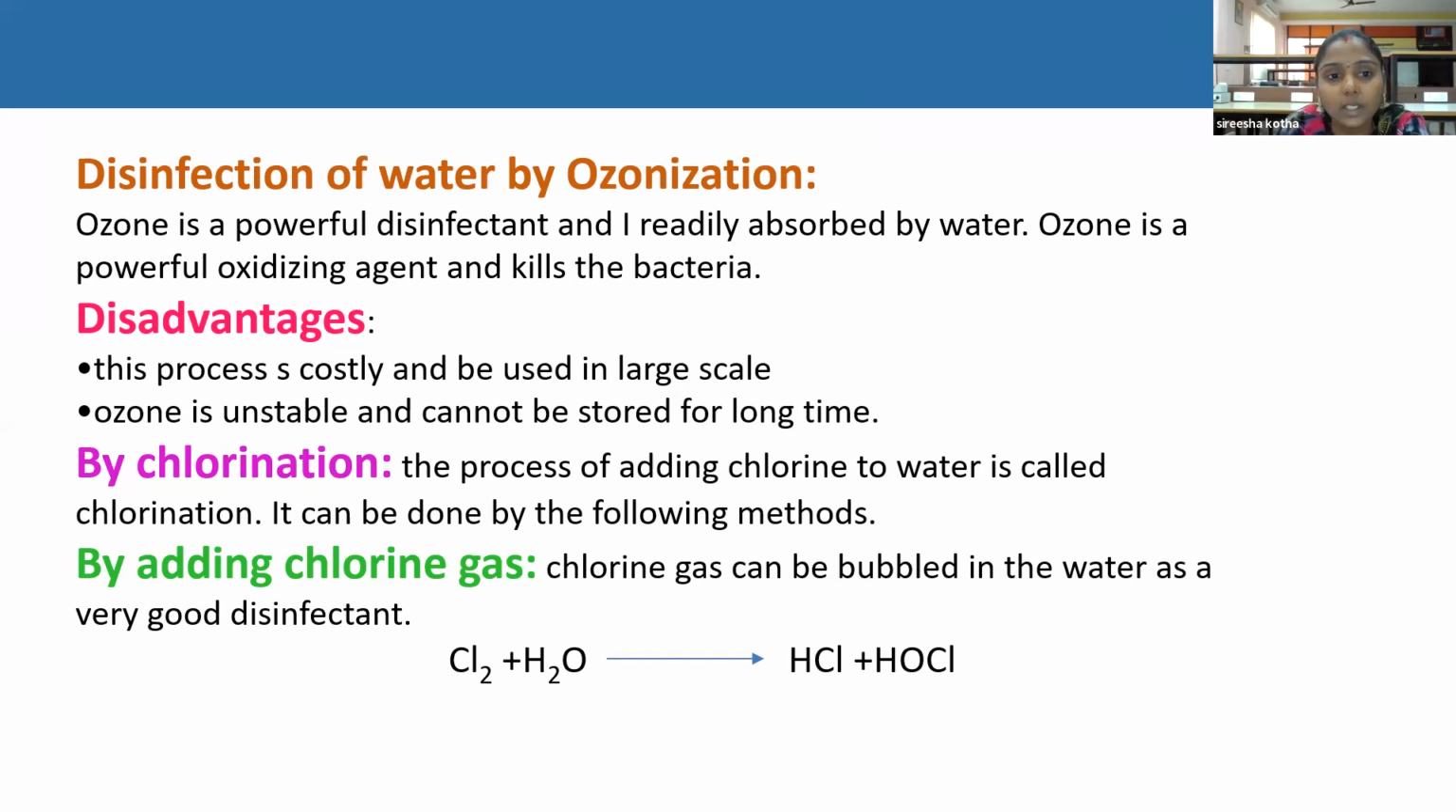And the next one is chlorination. The process of adding chlorine to water is called chlorination. It can be done by the following methods. First, we allow chlorine gas into the water. Chlorine gas can be bubbled in the water as a very good disinfectant. Here the reaction is chlorine reacts with water and forms hydrochloric acid and hypochlorous acid. HOCl means hypochlorous acid.